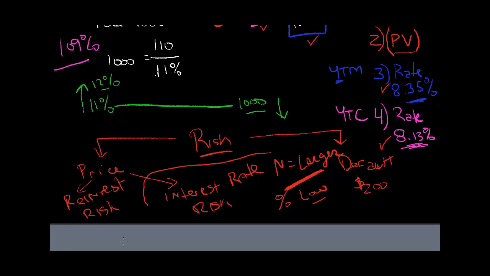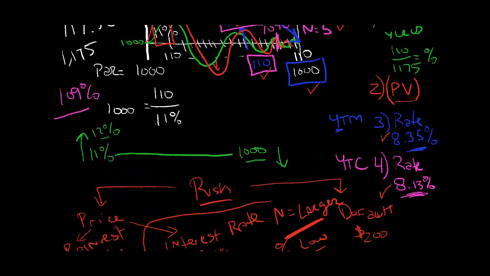So you come over here to the reinvestment risk, it's the opposite. Small or close to maturity with high coupons. So I hope this helped a little bit understanding bonds. Kind of a busy screen there.